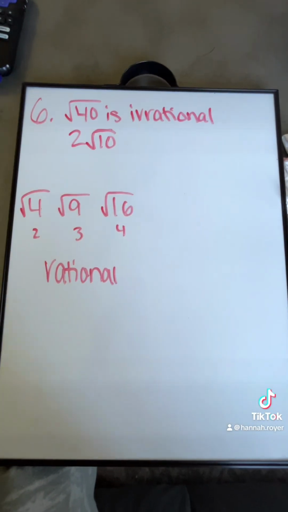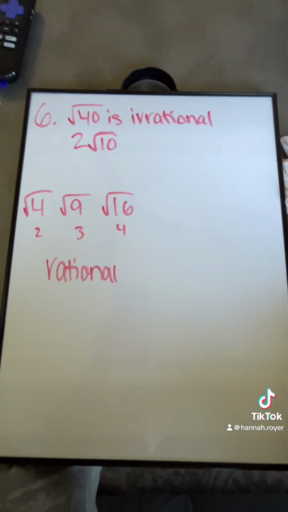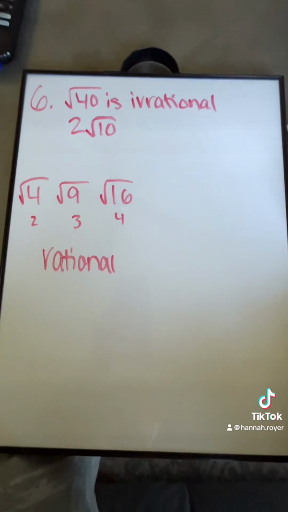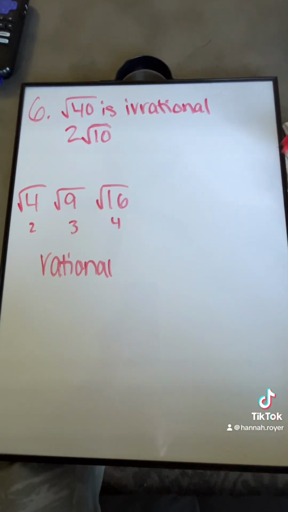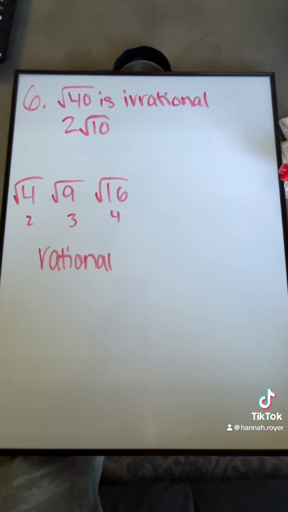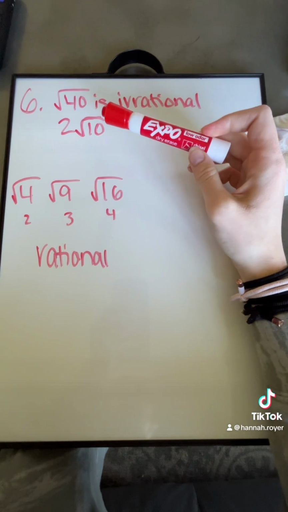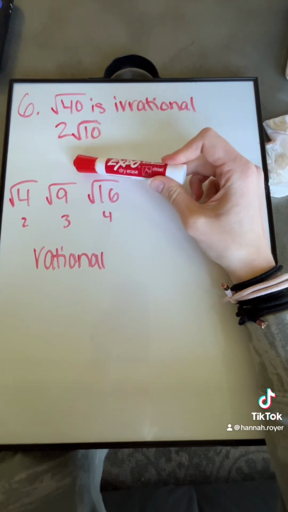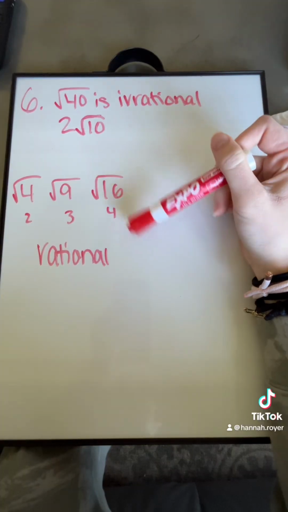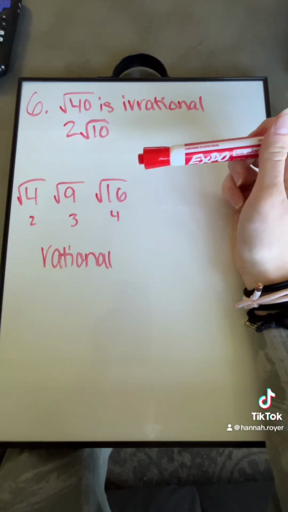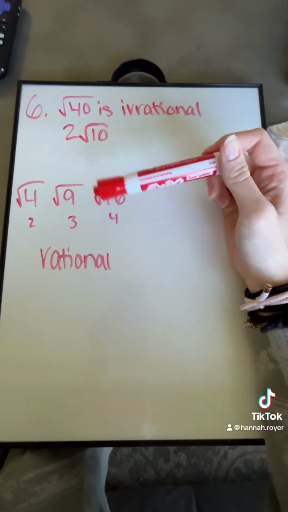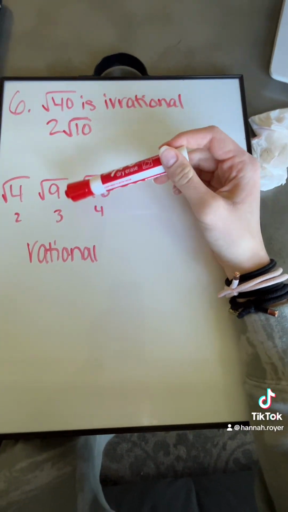For number 6, the square root of 40 is irrational because a number that is not a perfect square is irrational, and 40 is not a perfect square because the lowest you can get it to is 2 square root 10. These numbers are rational, like the square root of 4, the square root of 9, square root of 16, because square root of 4 is 2, and then 3, and then 4.